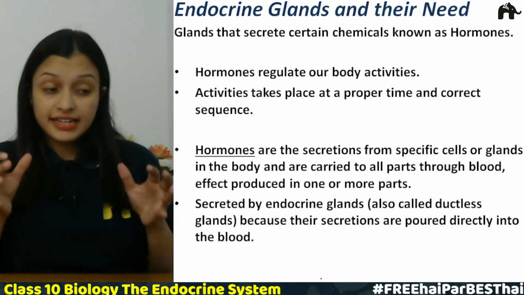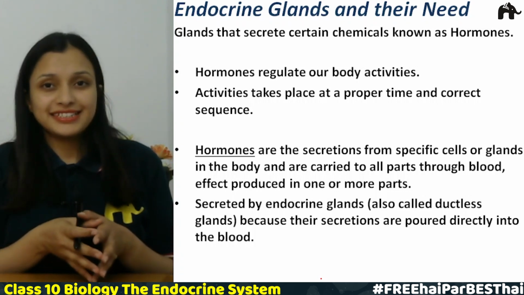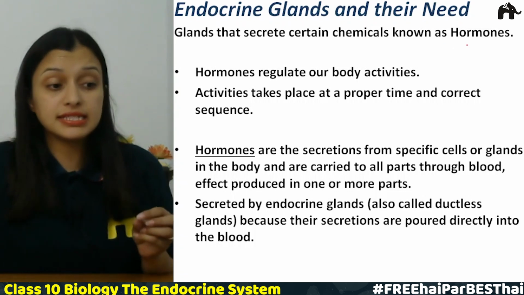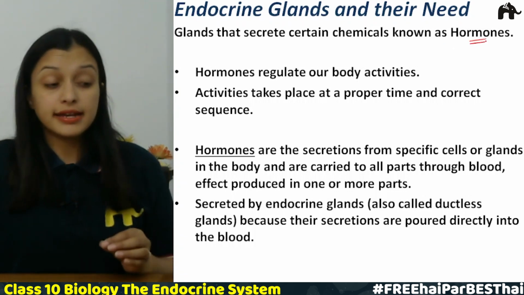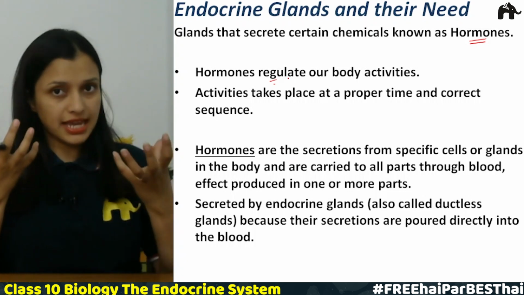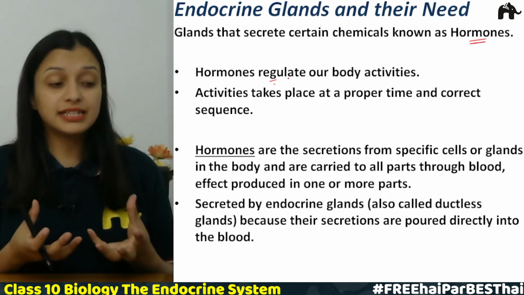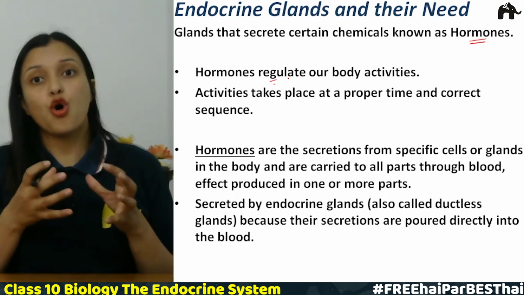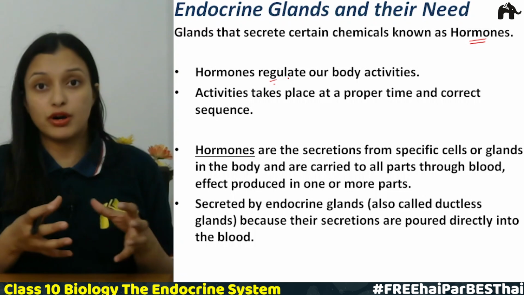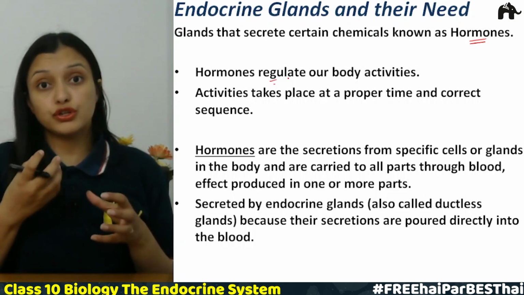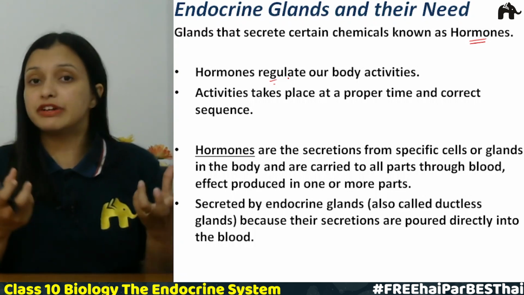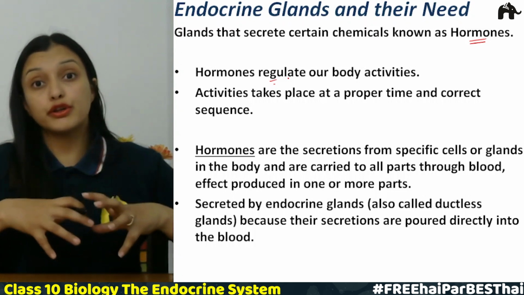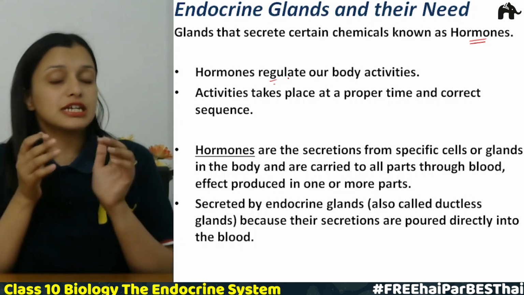So the endocrine glands, and why do we need these endocrine glands? Endocrine glands are the glands which secrete certain chemicals, and these chemicals are called hormones, right? These hormones, the chemicals secreted by the endocrine glands, regulate our body. Whatever happens in our body, there are hormones which regulate our body activities. Say if the blood sugar level increases, that is also regulated by your hormones, or you can say the endocrine system which is present inside your body.